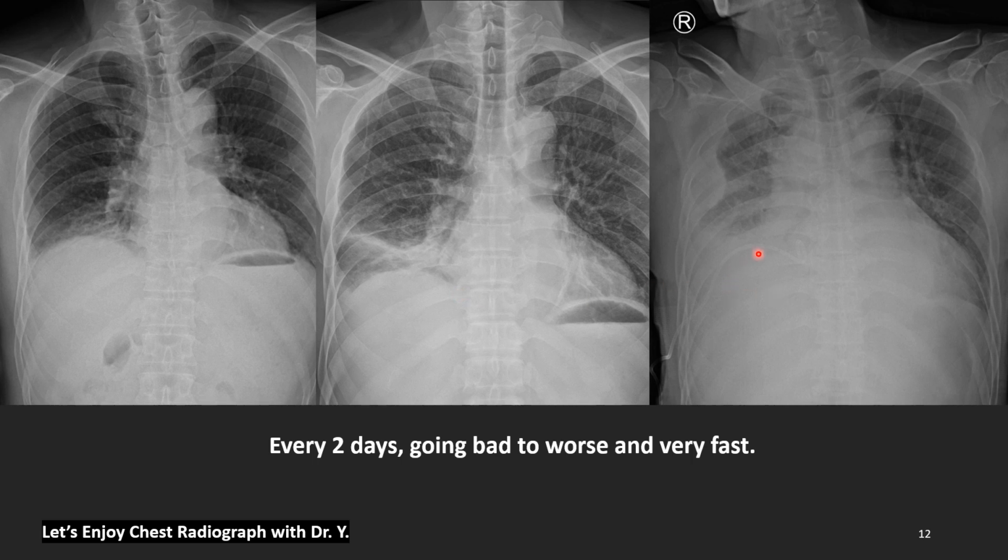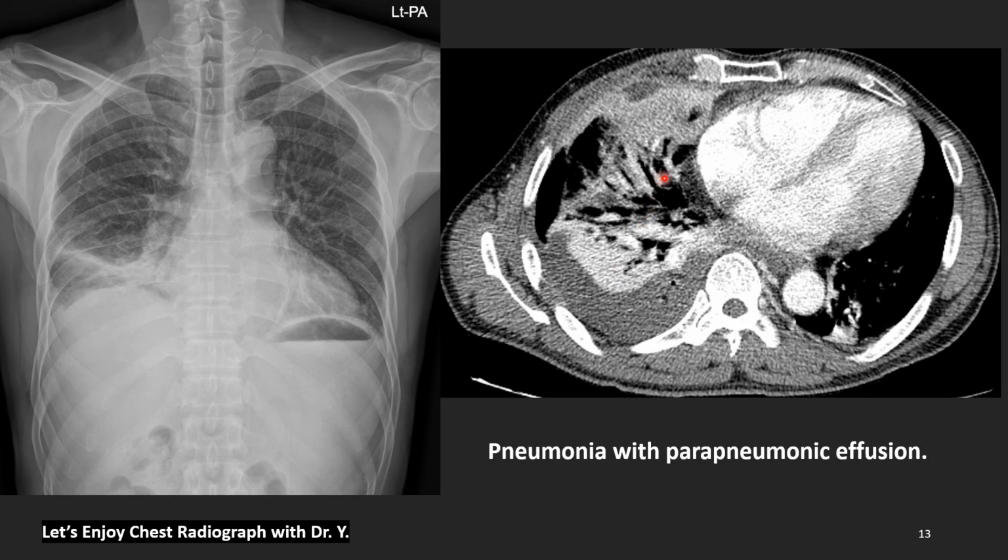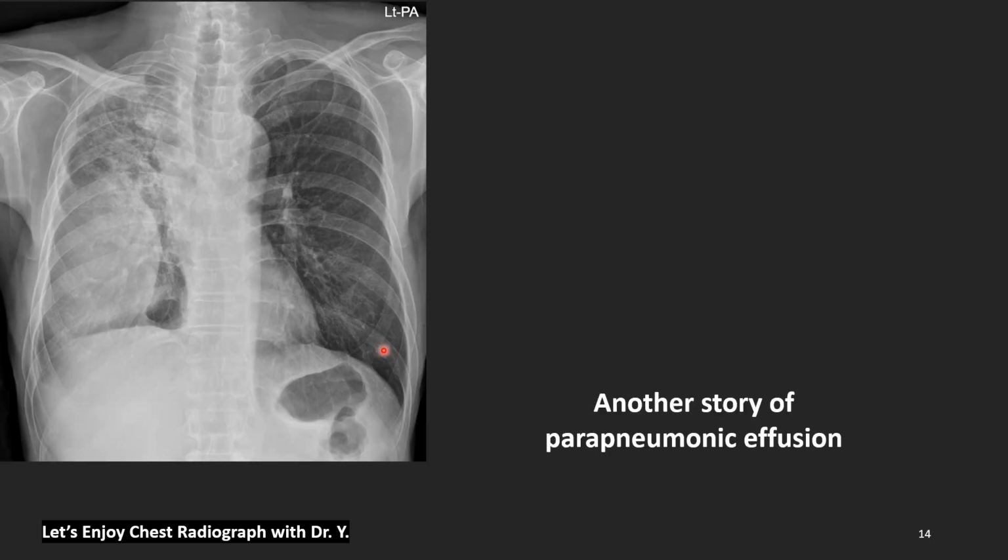So we introduce a pigtail catheter here to drain the pus. The second chest radiograph shows middle lobe consolidation, lower lobe consolidation, and pleural effusion down and up. This is pneumonia with pneumonic effusion. It can be sometimes fatal and grows very fast. Let's see another patient of a pneumonic effusion.